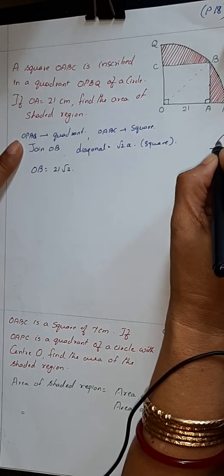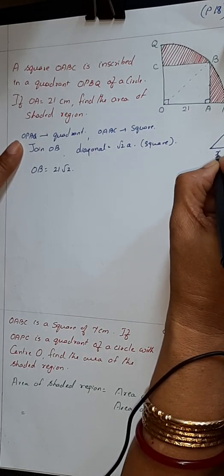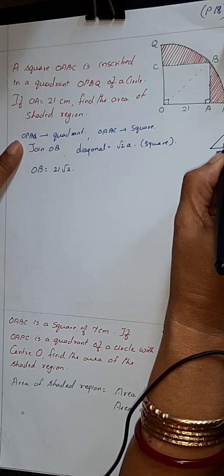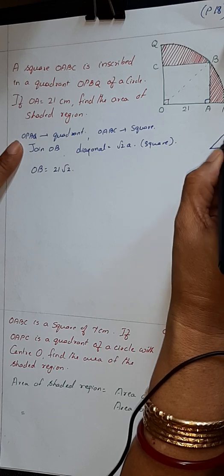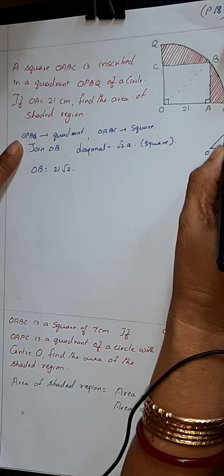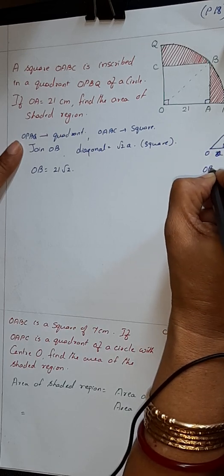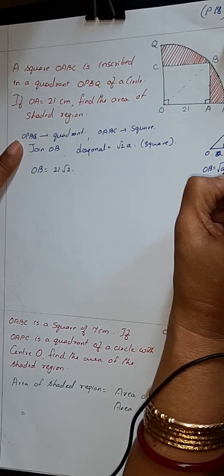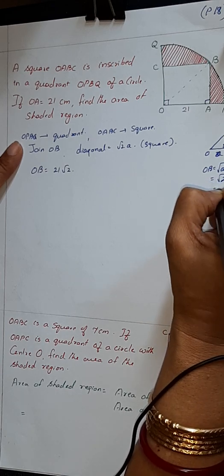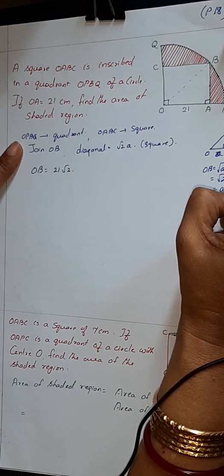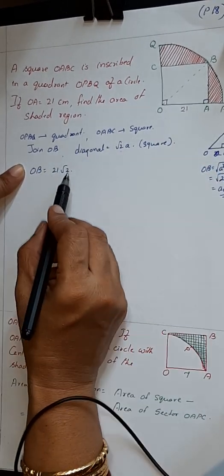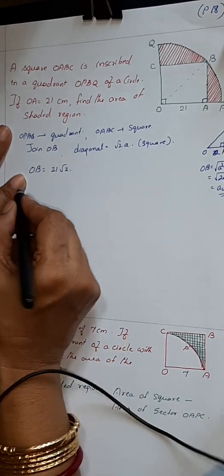Suppose this is a triangle, and suppose this is A and this is A, so this is 90, so we have to find this. Suppose this is O, A and B, so OB is equal to root of A squared plus A squared, so root of 2A squared, so that is A root 2. That's how you get this. So OB is equal to 21 root 2. Now we can find the area.